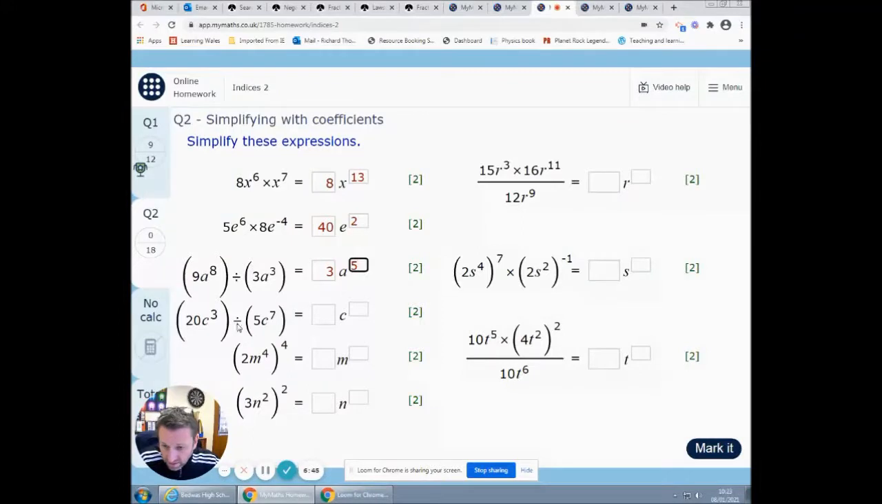Here, 20 divided by 5 is 4. And then I've got c to the 3 divided by c to the 7. So I subtract those powers. 3 take away 7 is minus 4.